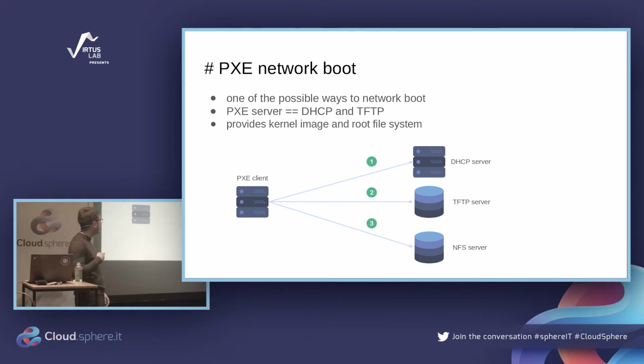When a PXE client starts, the network interface card sends a DHCP broadcast request, and the DHCP server responds with network configuration like IP address, netmask, gateway, DNS. In addition, it provides the location of the TFTP server. Then the client connects to the TFTP server and gets a boot file reference. The boot file is executed, all necessary files are downloaded, and optionally we can mount a network file server if we want.